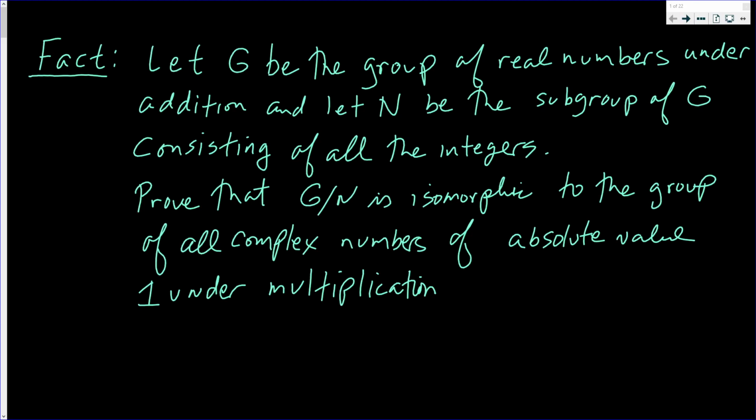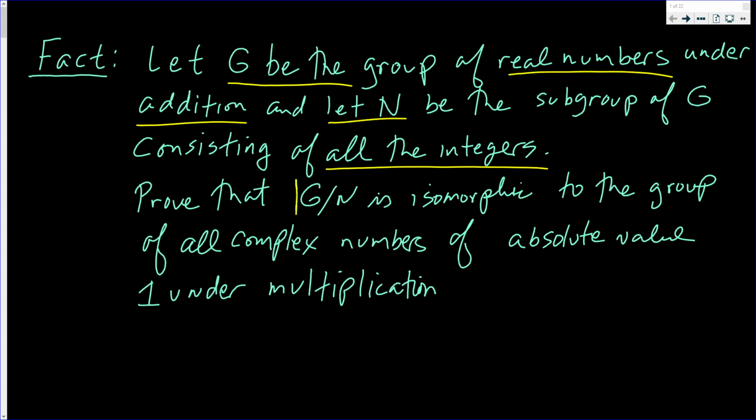In this video, we're going to prove a fairly interesting fact. Let G be a group of real numbers under addition, and let N be a subgroup consisting of all the integers. So N is a subset of G. In fact, it's a subgroup. Now we want to prove that this set is isomorphic to the group of all complex numbers of absolute value 1 under multiplication. Let's call that set complex 1.